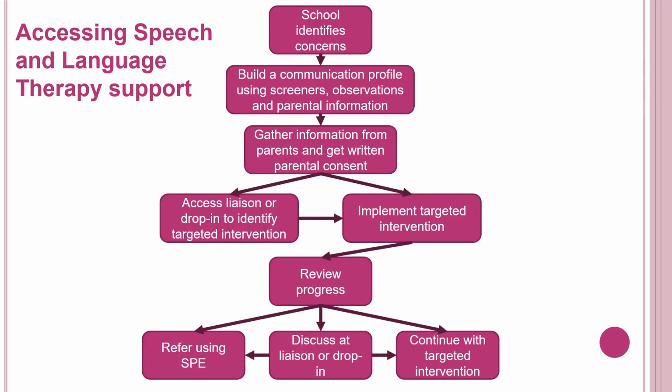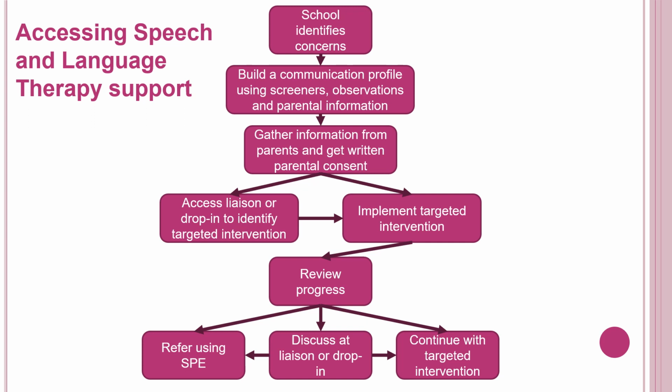Here is a flowchart that summarises the process for accessing speech and language therapy support for children. Right at the beginning, a child is identified as not meeting developmental norms for speech, language, communication or fluency. At this point, you will start to build a communication profile. Building a communication profile will include making and recording observations, completing screeners, and comparing to age norms such as Universally Speaking. You then need to speak with parents to get their written consent and explore their views.